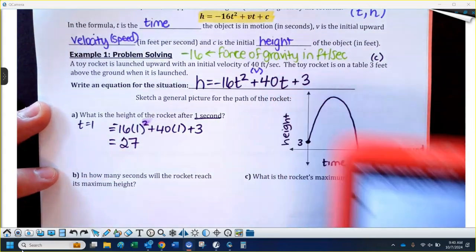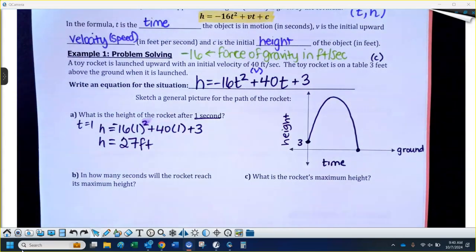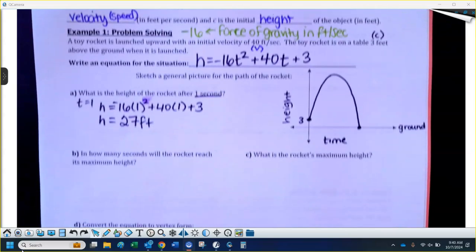So this would be 27. This is the height of your object. The time is in seconds, and then the answer, where you guys are used to seeing the y, is actually the height of the object. So after 1 second, it'd be 27 feet in the air. All right.